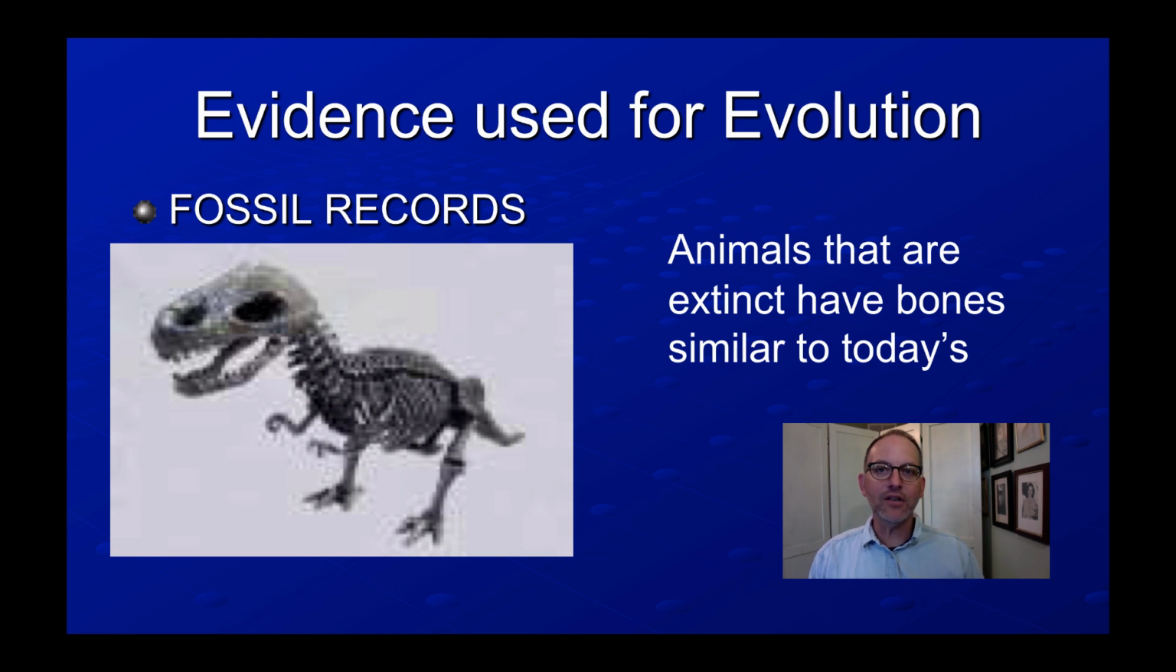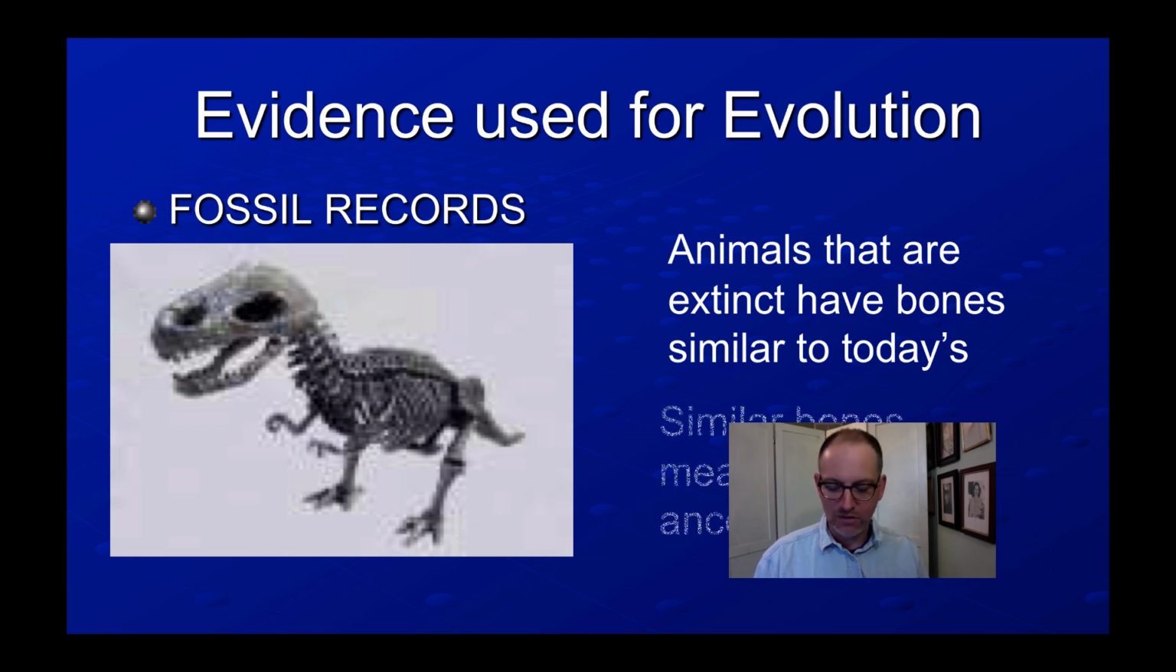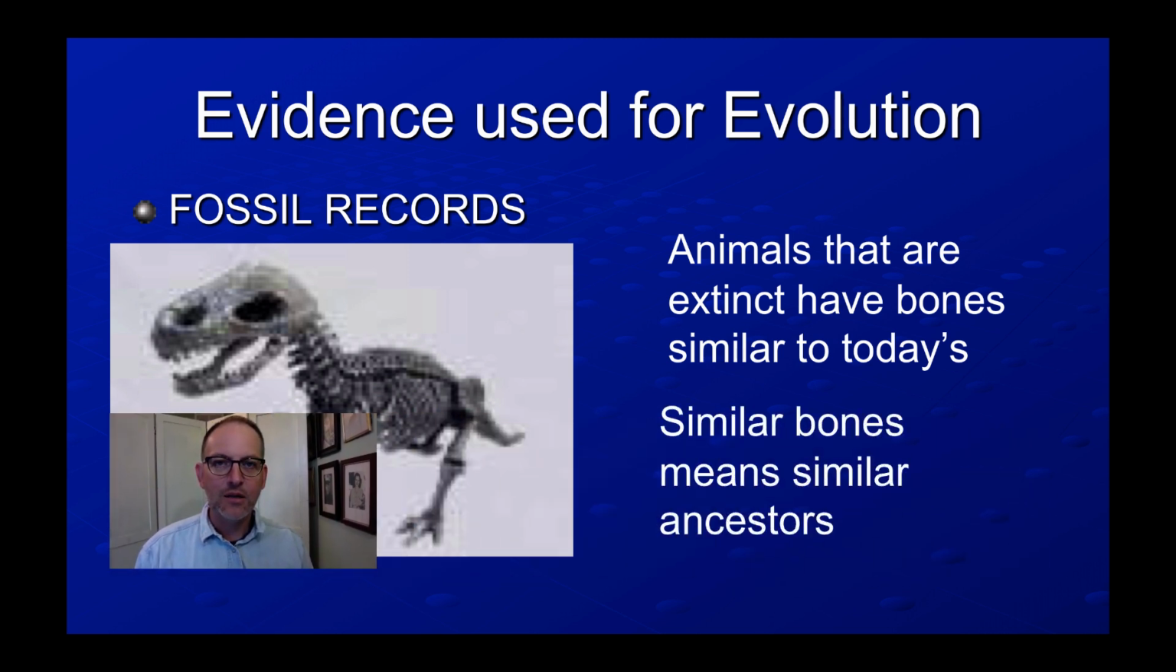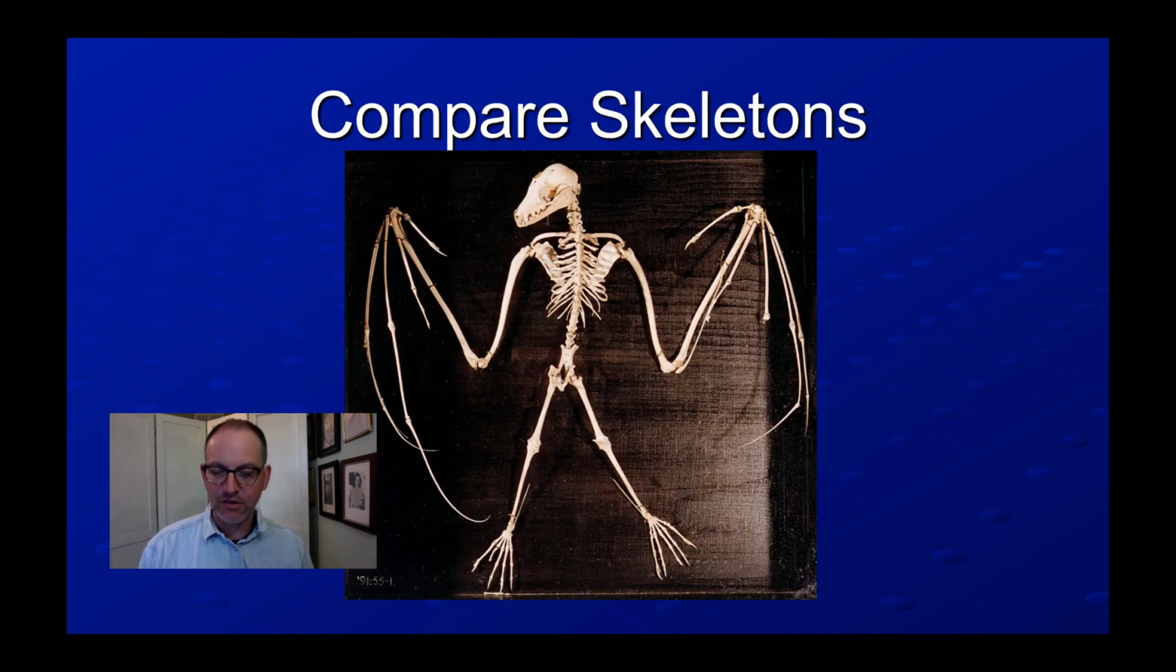Here's some of the evidence that is used for evolution. So evolution says that animals that are extinct have bones that are similar to today's animals. Now this is a picture of T-Rex. What does T-Rex kind of look like here to you? What kind of modern day animal? Similar bones means that there are similar ancestors.